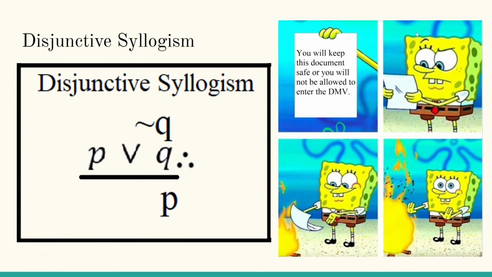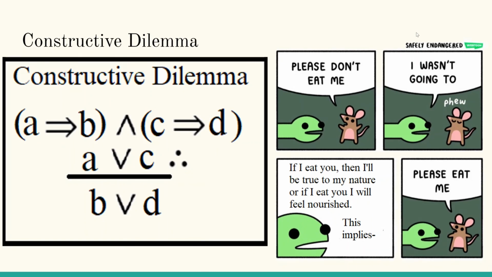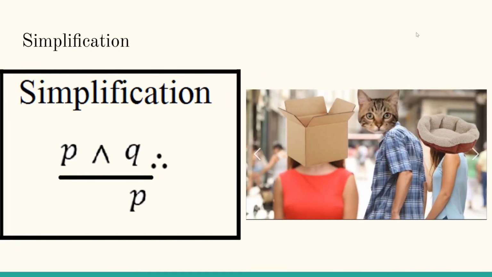A disjunctive syllogism is when P or Q is true and Q is false, thus P is true. A hypothetical syllogism is when P implies Q and Q implies R is true, thus P implies R is true. A constructive dilemma is when A implies B and C implies D is true. Furthermore, if we independently know A or C is true, then we can validly conclude that B or D is true. Finally, a simplification means that if P and Q is true, we know P is true.